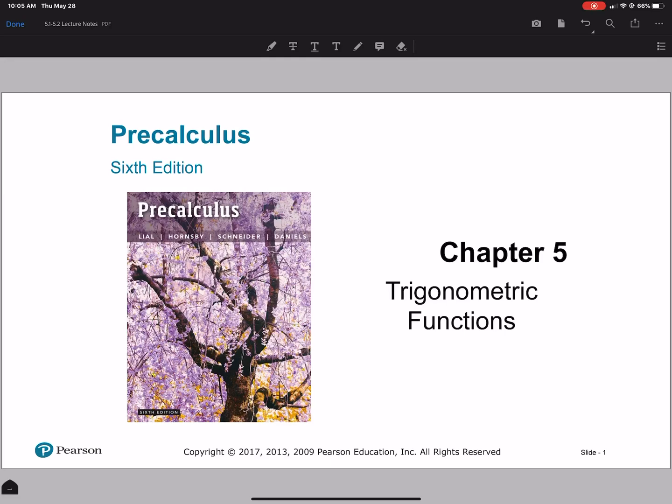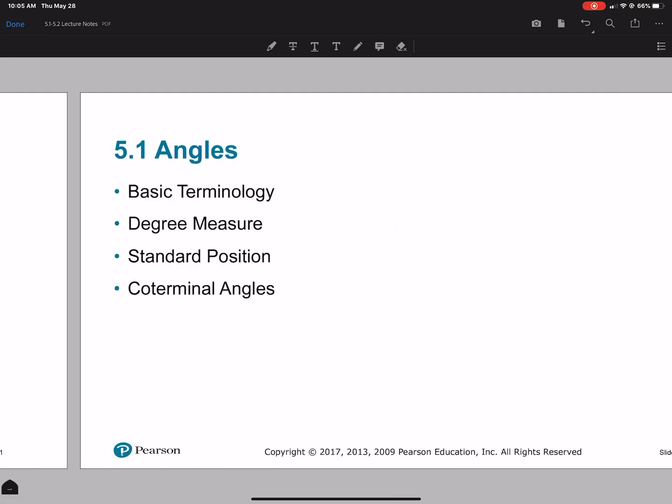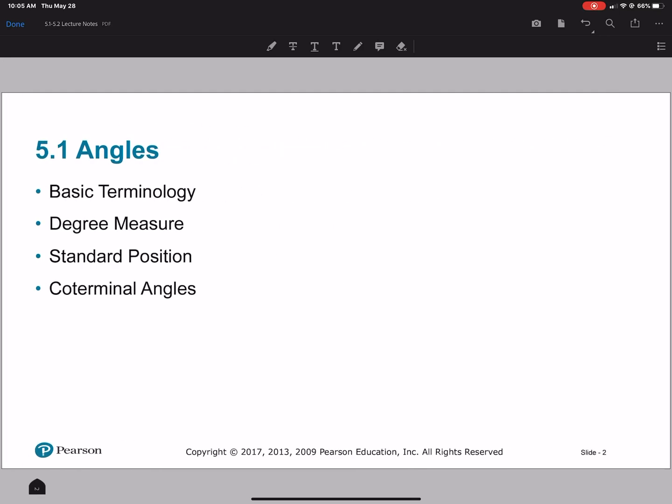Hello, class. Today we'll be talking about Chapter 5. First, starting off, we'll be looking at 5.1, which is about angles. Some basic terminology we're going to go over: we're going to look at degree measures, and we also will look at standard position and coterminal angles.